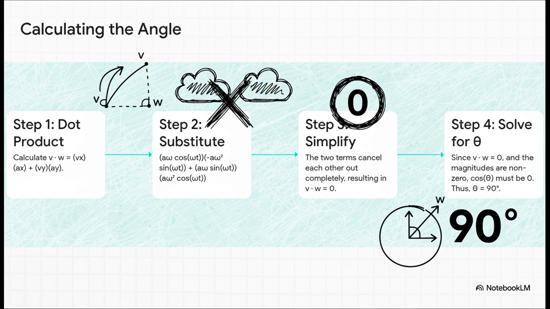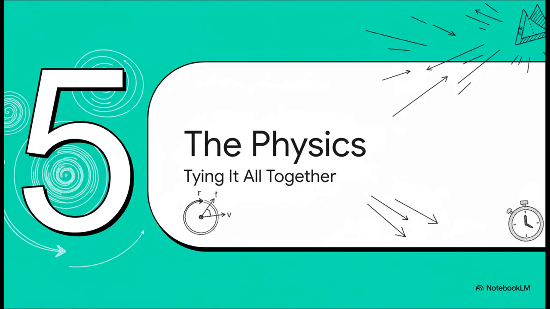Now, since the particle is actually moving, its velocity and acceleration aren't 0. So the only way for their dot product to be 0 is if the cosine of the angle between them is 0. And that only happens at one angle, 90 degrees. So we've got our two answers. The distance is a omega tau, and the angle is a perfect 90 degrees.